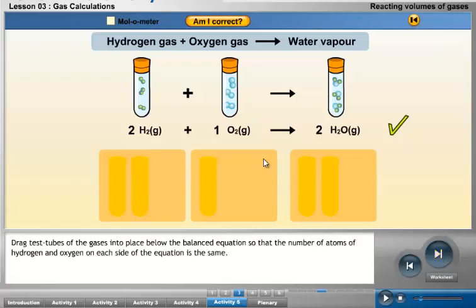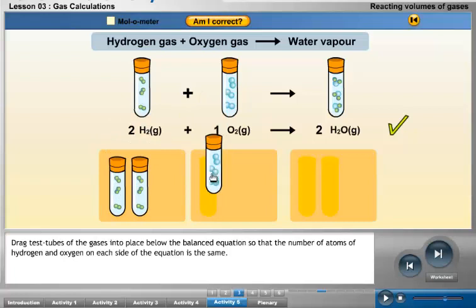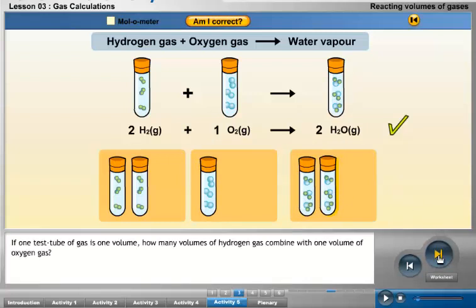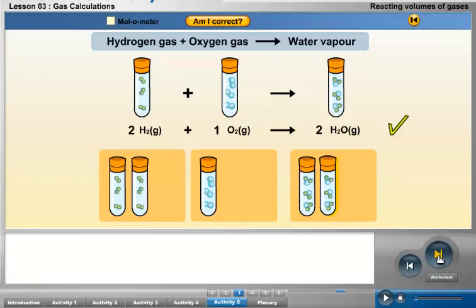Drag test tubes of the gases into place below the balanced equation so that the number of atoms of hydrogen and oxygen on each side of the equation is the same. If one test tube of gas is 1 volume, how many volumes of hydrogen gas combine with 1 volume of oxygen gas? Answer: 2 volumes of hydrogen to 1 volume of oxygen.